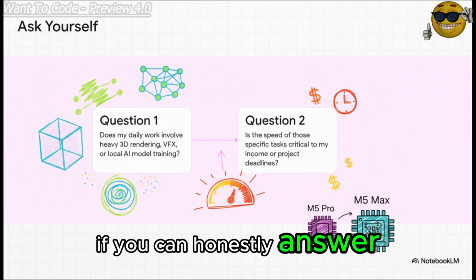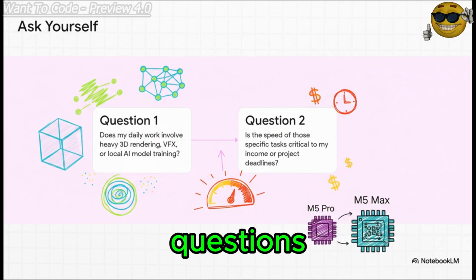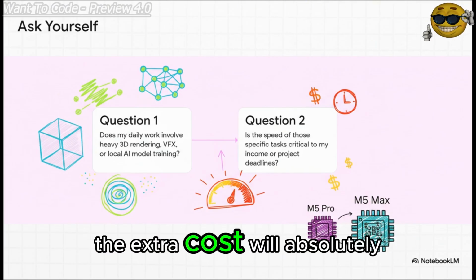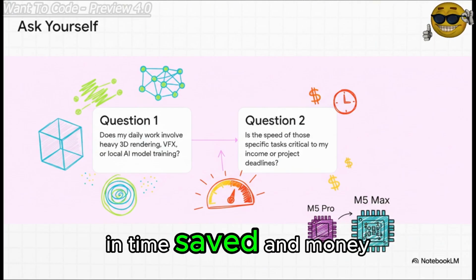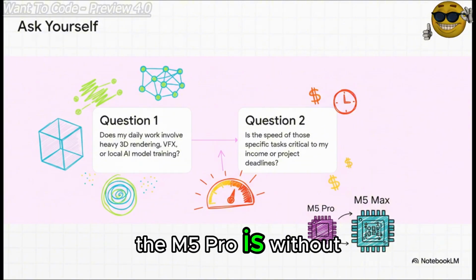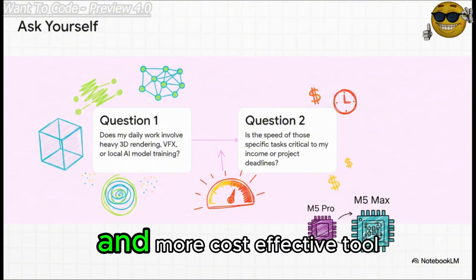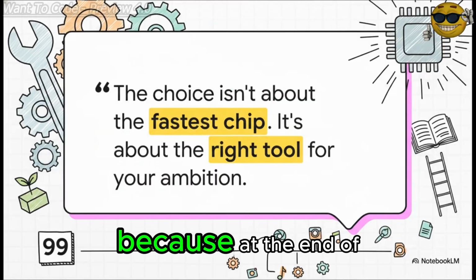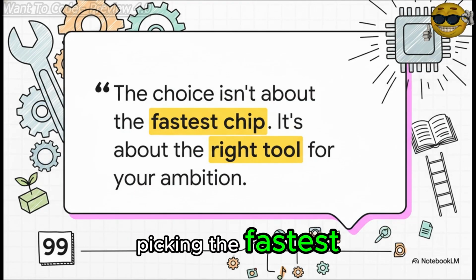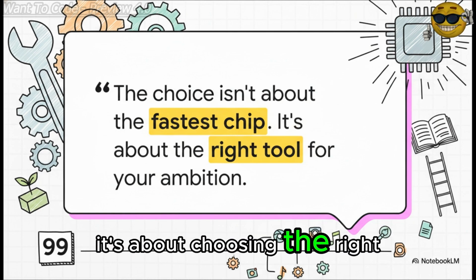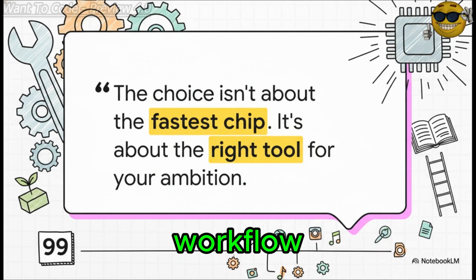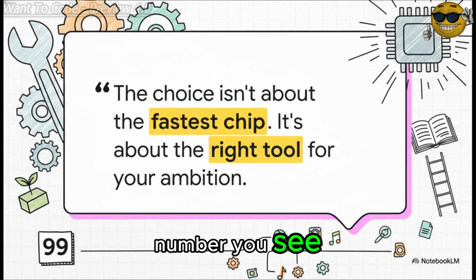If you can honestly answer a strong yes to both of these questions, then the M5 Max was built from the ground up specifically for you. The extra cost will absolutely pay for itself in time saved and money earned. But if you answer no to either of these questions, then the M5 Pro is, without a doubt, the incredibly powerful and more cost-effective tool for your job. Because at the end of the day, as we've seen today, this choice isn't just about picking the fastest chip on a spreadsheet. It's about choosing the right tool for your specific ambition. It's about empowering your unique workflow, not just buying the biggest number you see.